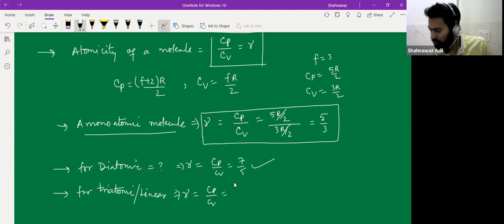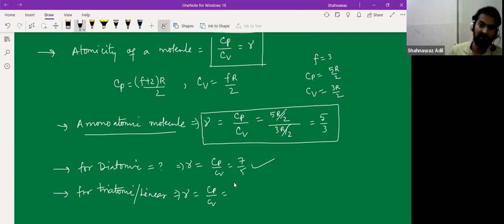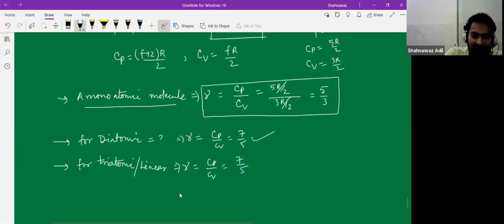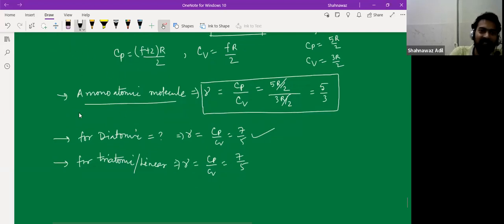Yes, so this, did you guys calculate? So this will come out to be the same, right? We don't need to calculate. The degrees of freedom are the same, right? Yes, sir. So for the triatomic non-linear case, calculate.